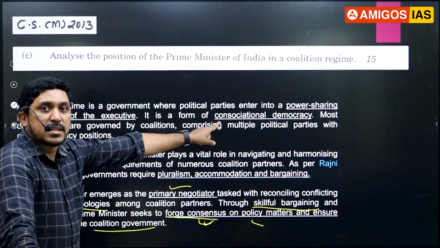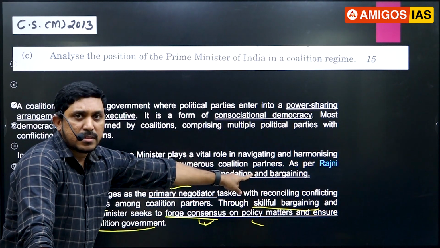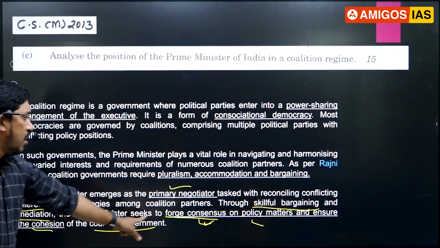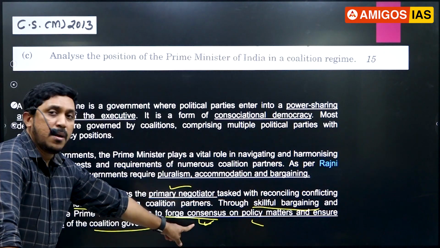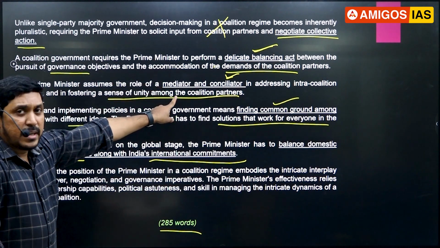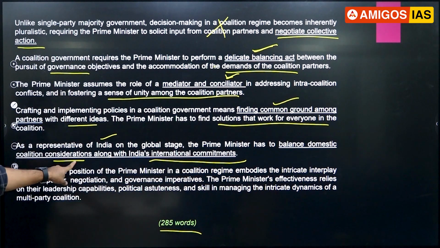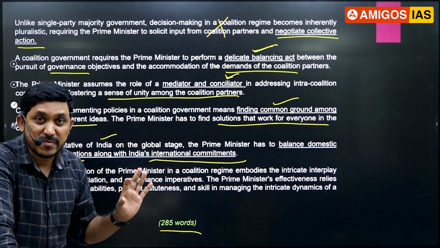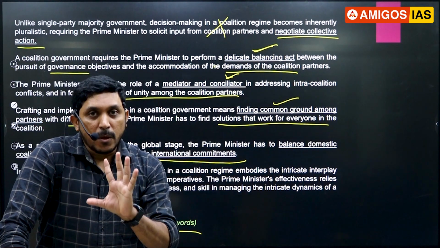The type of democracy, what it is, the coalition government definition includes the political science concept here. A political thinker or a scholar is there, and then you entered into the answer by saying the role of the prime minister, with keywords highlighted here. Primary negotiator, skillful bargaining, bringing consensus, then balancing act, mediator, conciliator, and here common ground. Here balancing international commitments along with domestic considerations. All these are the prime minister's role in coalition governments, where he has to make sure he balances the governance as well as the coalition partners.